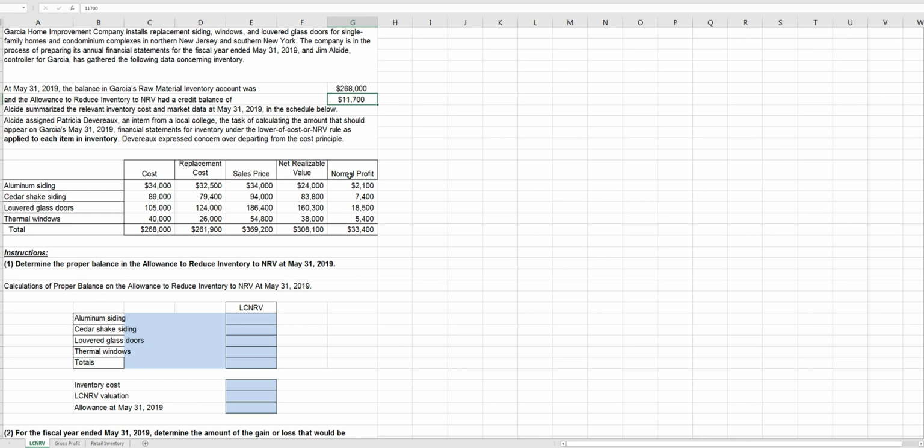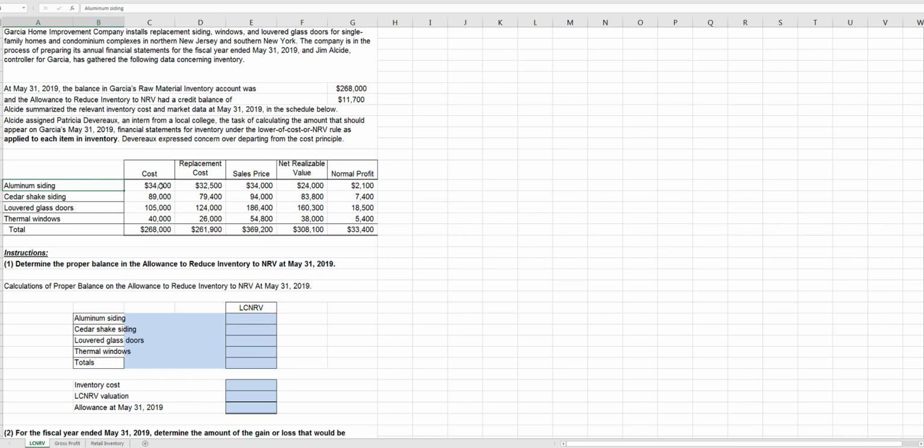And we know we're not going to use all of them, because for LC NRV we care about cost and net realizable value, whichever is lower. And also the company applies the rule to each item in inventory. So we're going to determine LC NRV for each inventory item, and then you can add it up to get the company's total LC NRV. Alright, so let's take a look at the first inventory, aluminum siding.